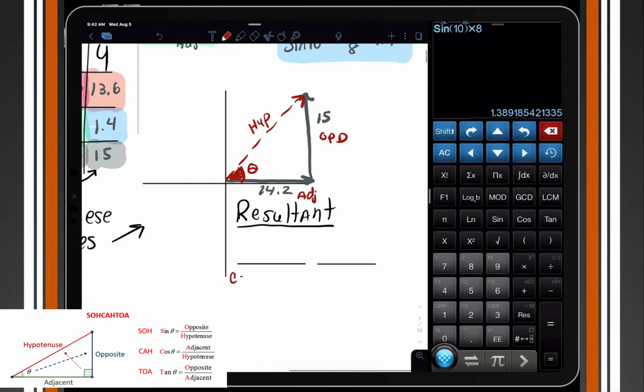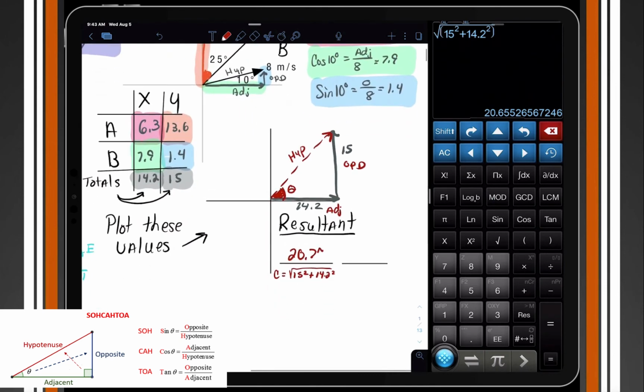We'll have c equals the square root of 15 squared plus 14.2 squared. Square root 15 squared plus 14.2 squared. We'd have a value of 20.7. What was our meter per second?